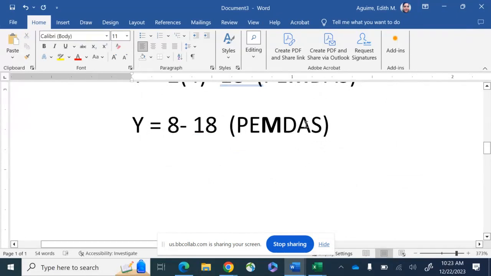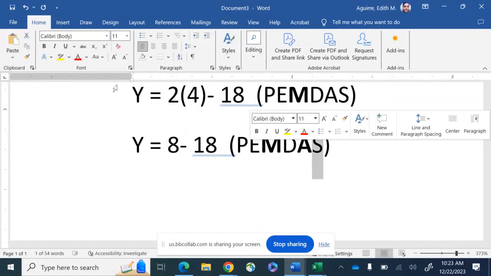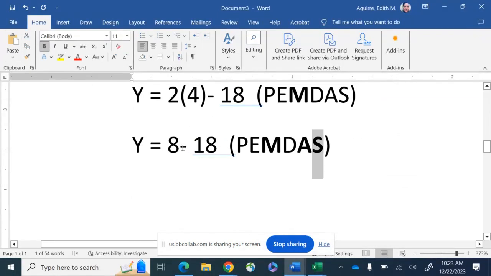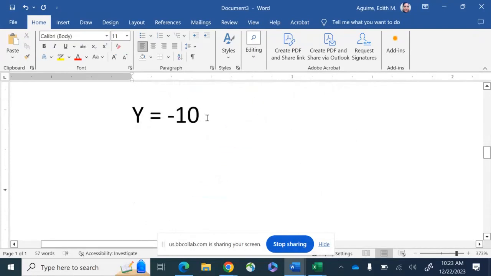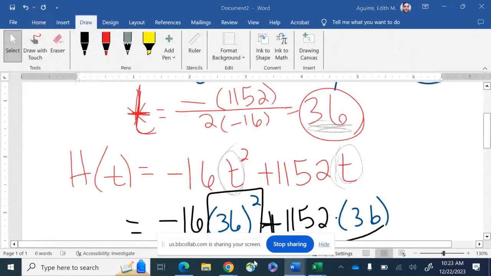And last thing is there's no division, so we add and subtract. Here we end up subtracting, not adding. So 8 minus 18, we end up with y is equal to -10. All right, so the y value would be -10 for that exercise.